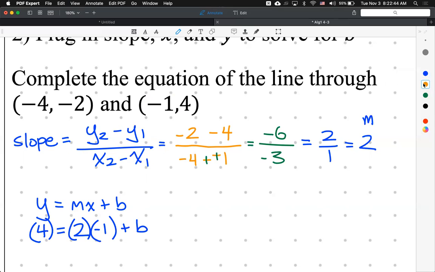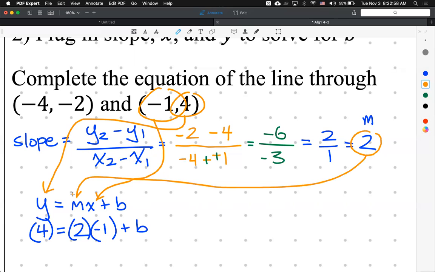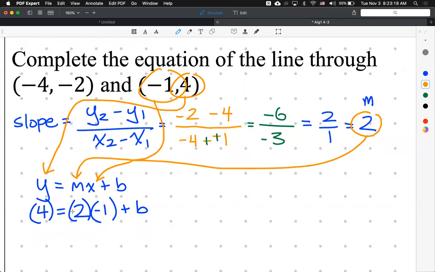And again, arrows always help. The -1 was plugged in to the x. The 4 was plugged in to the y, and the 2 was plugged in to the m. This is probably the hardest part of the lesson today, which is why I'm giving so much time for you guys to understand what's going on here. Make sure you know how to do this for the next problem. We're not done yet. We just have a little bit more math, simplification, solving.